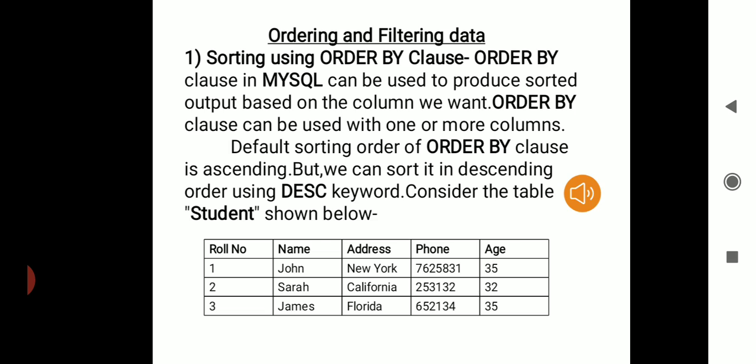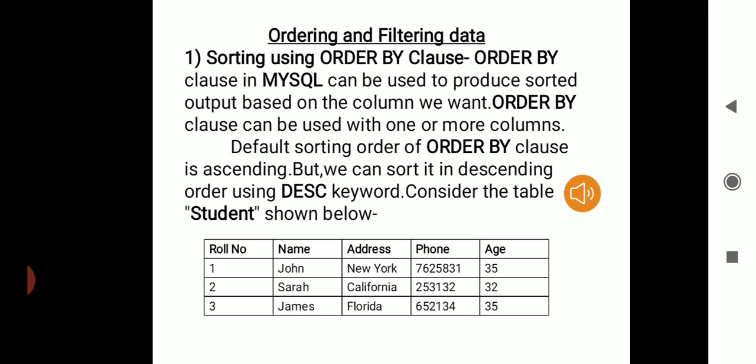The default sorting order of the order by clause is ascending, but we can sort it in descending order using the DESC keyword. Now consider the table named student as shown in the slide below. Here the first student is John, the second student is Sarah, and the third student is James.